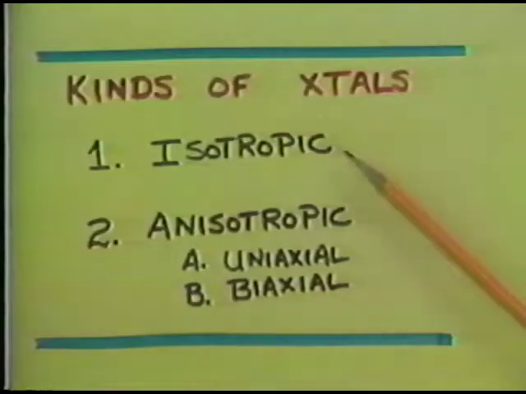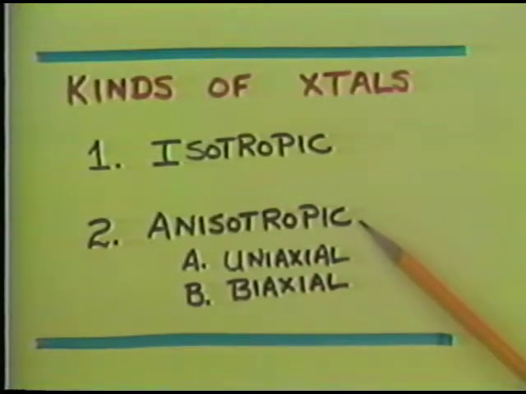In this segment, we're going to begin to identify crystals using the petrographic microscope. There are two general kinds of crystal materials that we'll look at. First kind is called isotropic, which includes minerals of the isometric crystal class. And the second kind is called anisotropic.